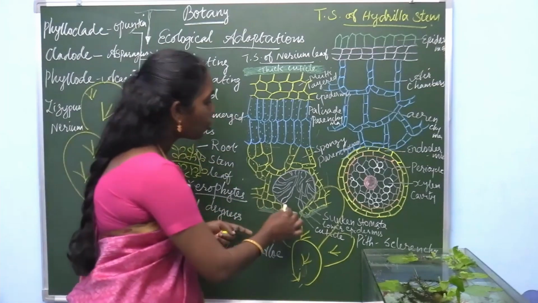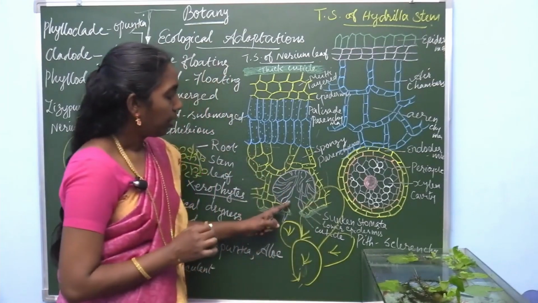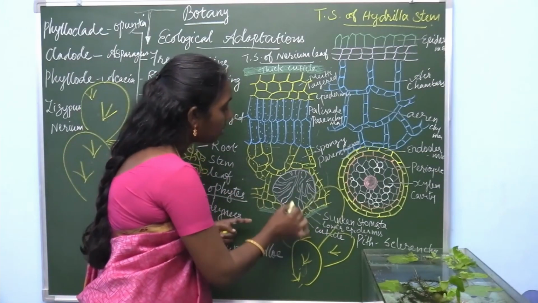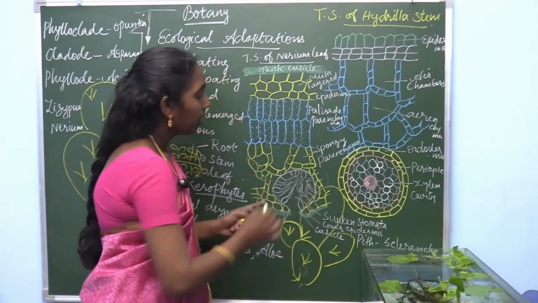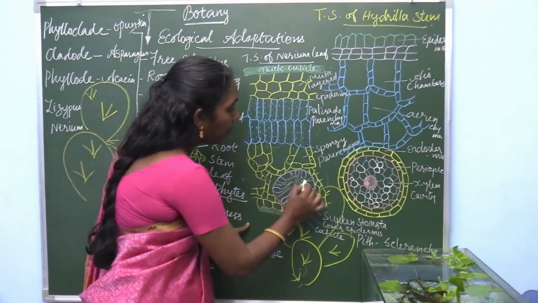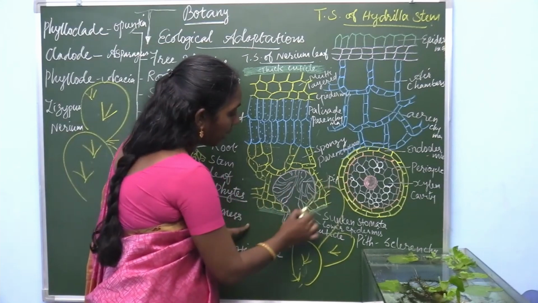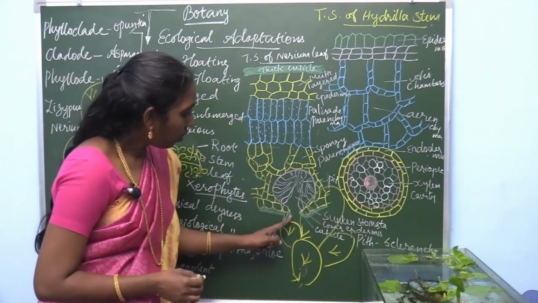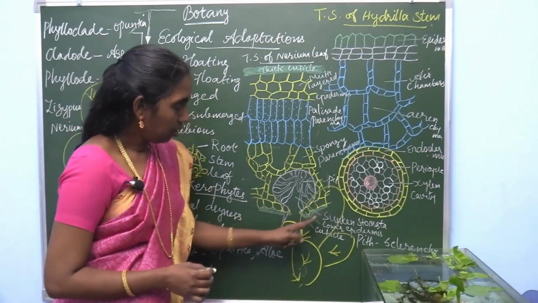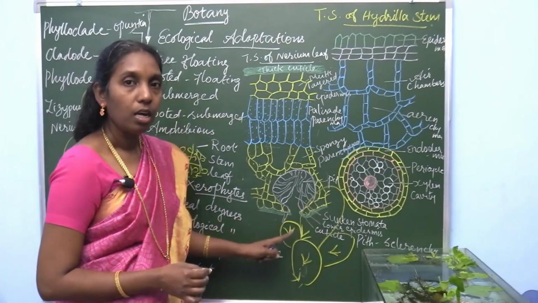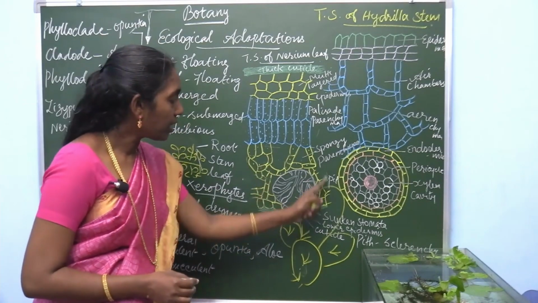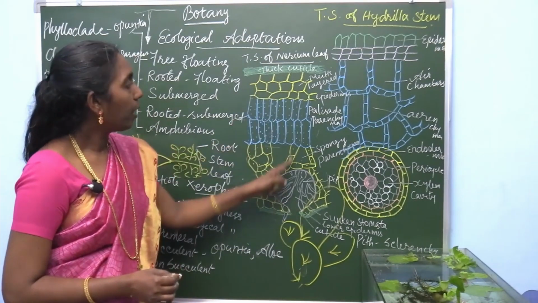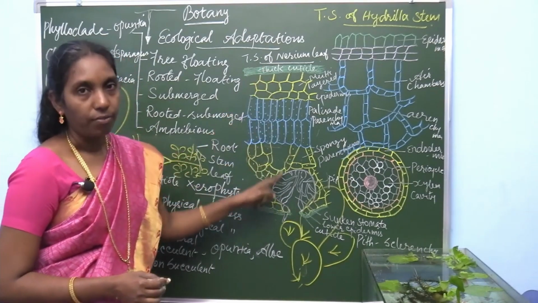Another example, the sunken stomata. Sunken stomata are seen only in the lower epidermis, which contains a number of hairs. This is the sunken pit, which contains the hairs. And this is the lower epidermis, and this is the cuticle outer to the lower epidermis. Sunken stomata are seen only in the lower epidermis. So this is the adaptation observed in xerophytes.